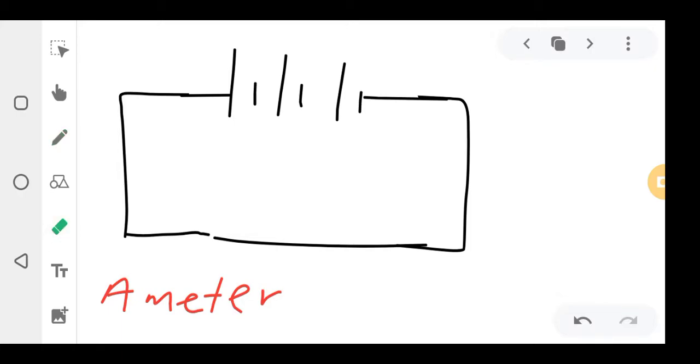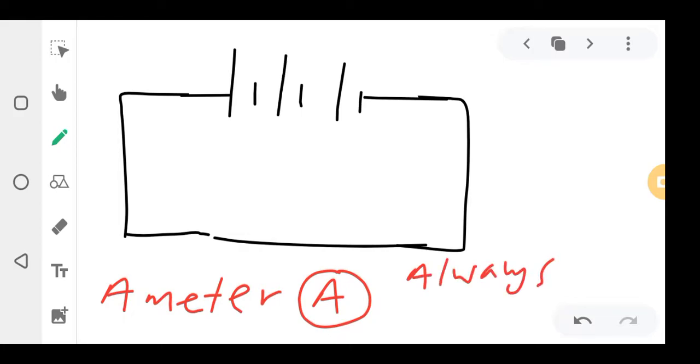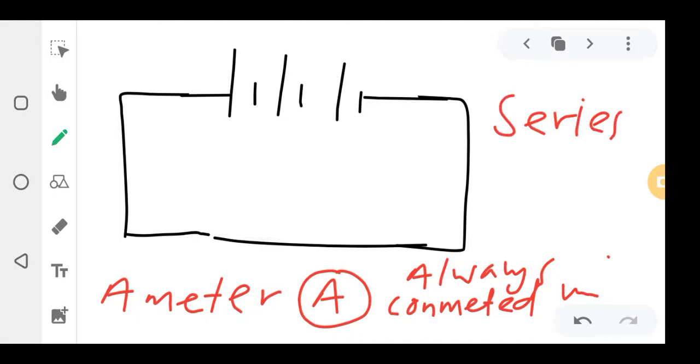Where do you connect it? It's always connected in series. The ammeter is always connected in series, along the circuit.